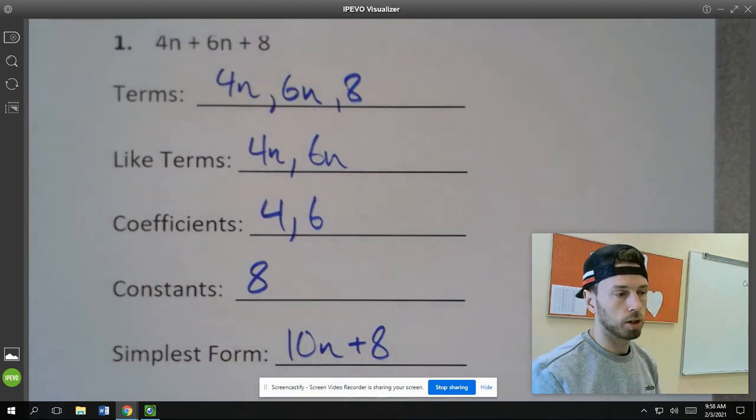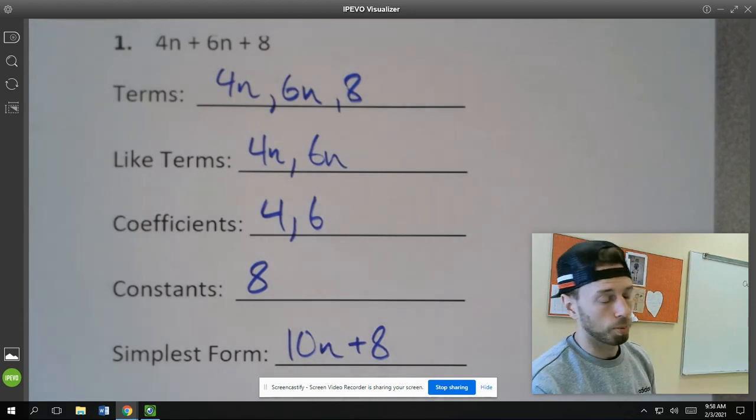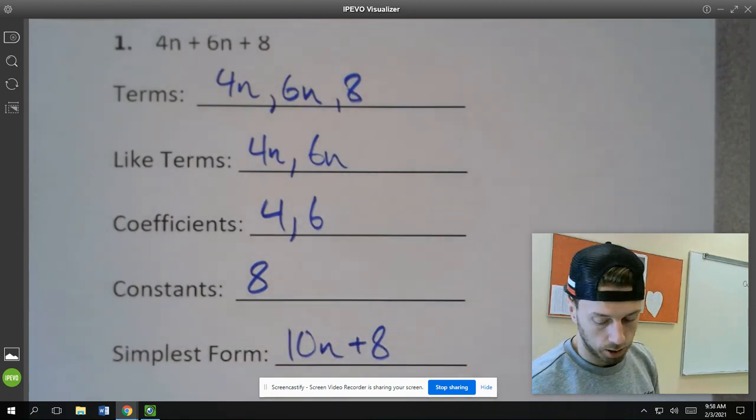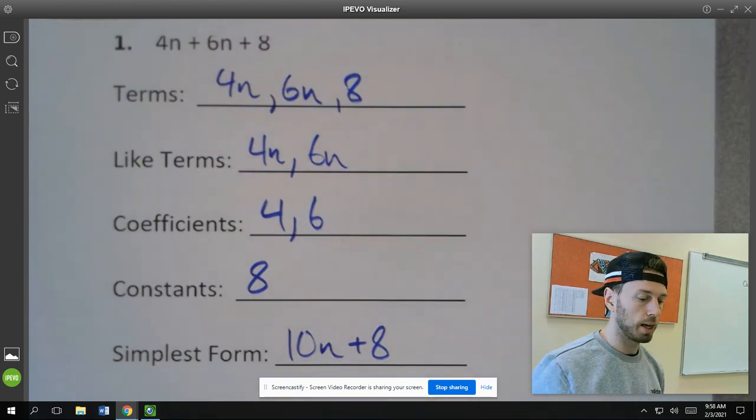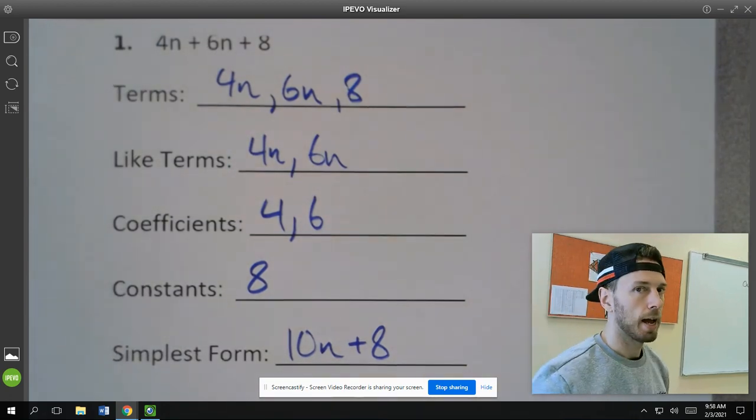Guys, hopefully this is some good review on these vocab terms, which are so important, and simplifying expressions. We've got a review tomorrow, test on Thursday. Good luck on your assignment today. Ask for help if needed.